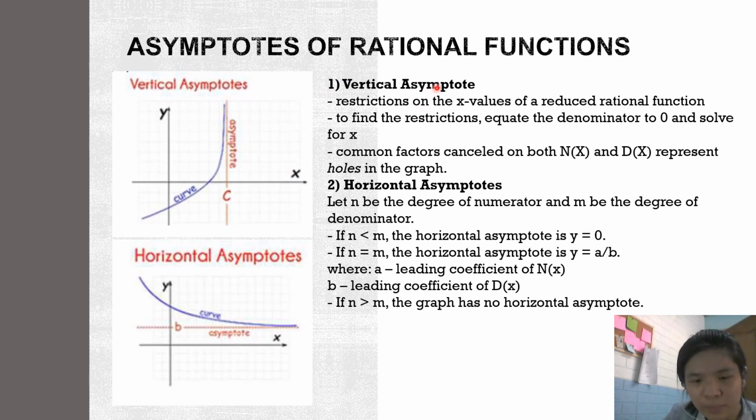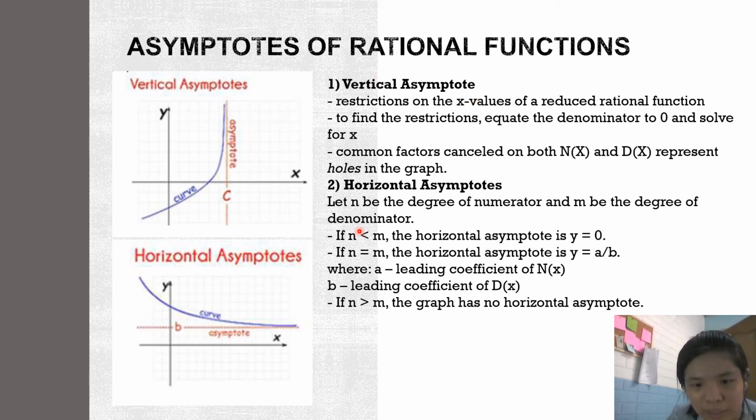For the vertical asymptote, this is the restriction of the x values of a reduced rational function. To find the restriction, equate the denominator to 0 and solve for x. Common factors cancelled from both n of x and d of x represent the hole in the graph. Like the earlier example, the restriction is x equals 2, which makes our function undefined. That is why there is a vertical asymptote.